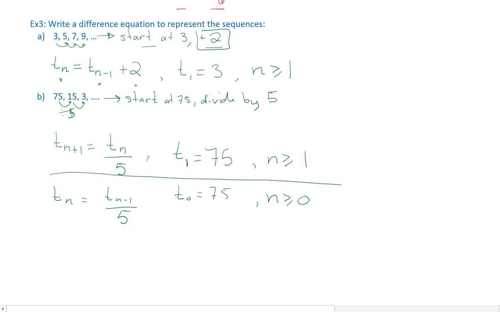So that's the basic idea with difference equations. Of course, we can get significantly more involved, and you'll see more examples like that later.